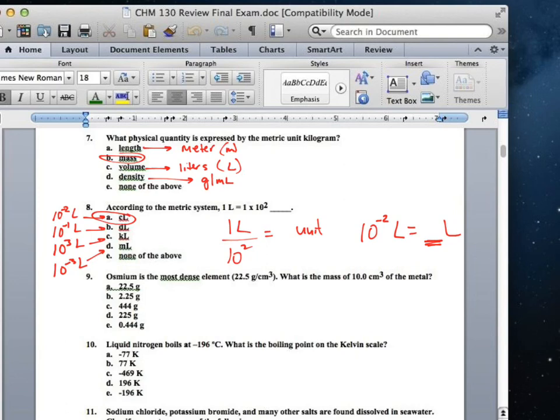Osmium is the most dense element. What is the mass of 10.0 centimeters cubed of the metal? What do we do? What are we trying to solve for? Solve for units? Quite accept that. Grams. Why'd you pick grams? The question doesn't actually say grams in it. Mass, what is the mass?